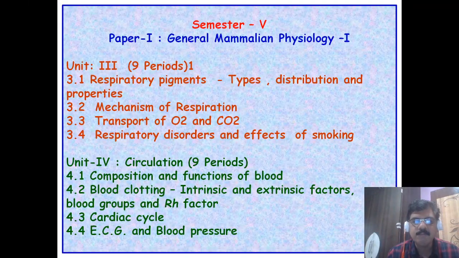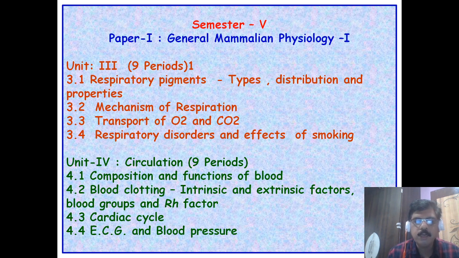And this Unit 3 deals with the respiratory system, that is the respiration. In 3.1, respiratory pigments, types, distribution and properties. 3.2, mechanism of respiration. 3.3, transport of O2 and CO2. 3.4, respiratory disorders and effects of smoking.